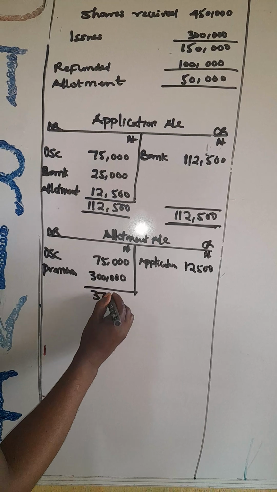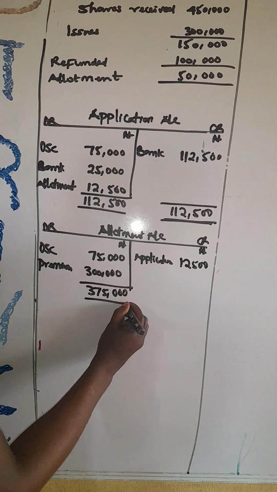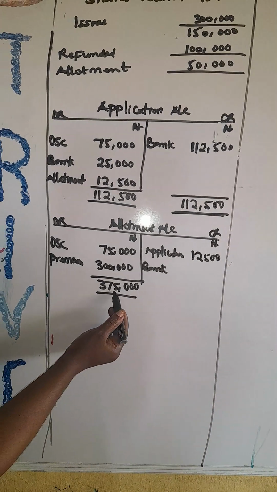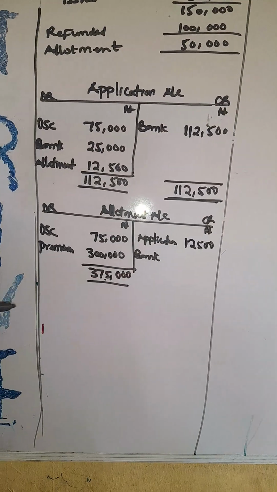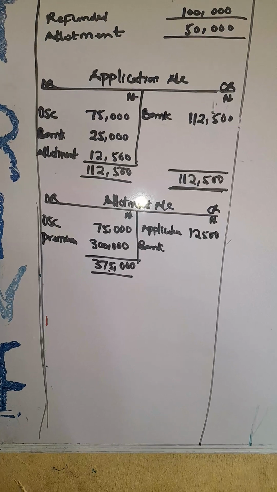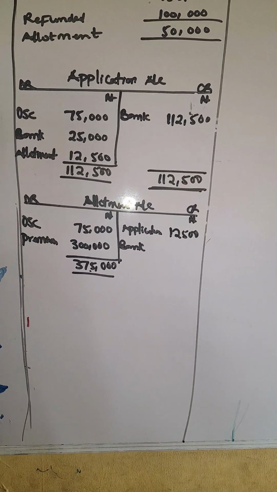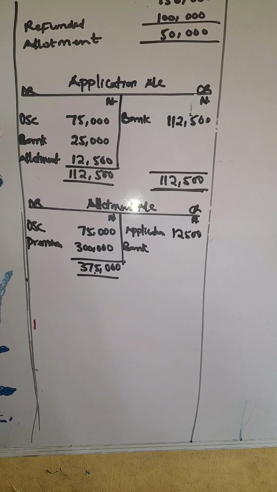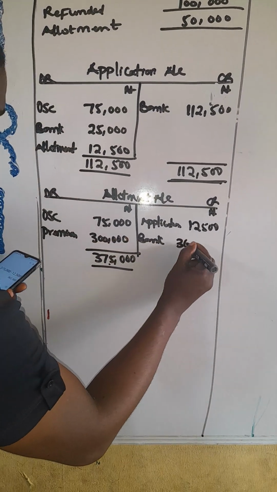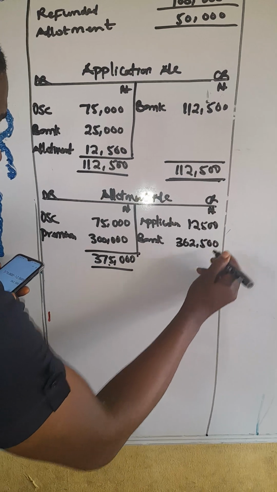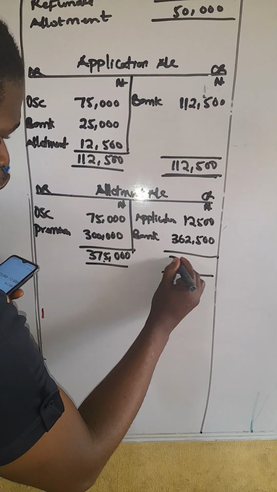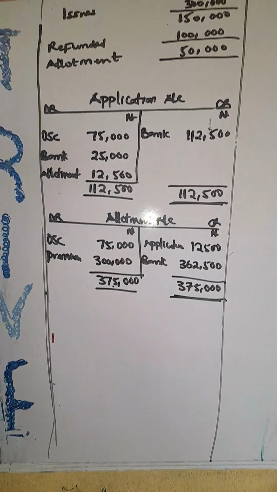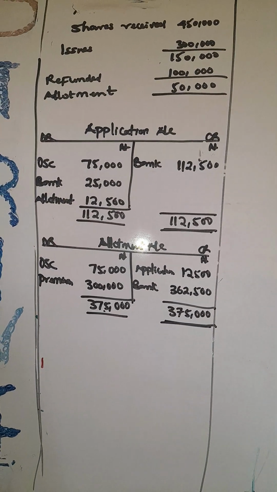This will give us 375,000. Then bank. To get the bank, 375,000 minus 12,500 will give us 362,500. So when you sum it back, it will give you 375,000 naira. Do you see it? That is all for the allotment account.